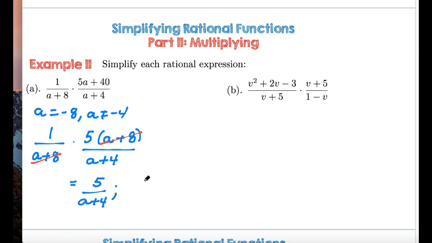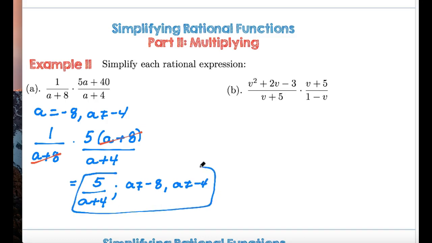Now again, a cannot equal negative 8, and a cannot equal negative 4. If you want things to be equivalent, they have to have the same domain. Okay, so let's look at part B now. Part B, it's starting to get a little more challenging.